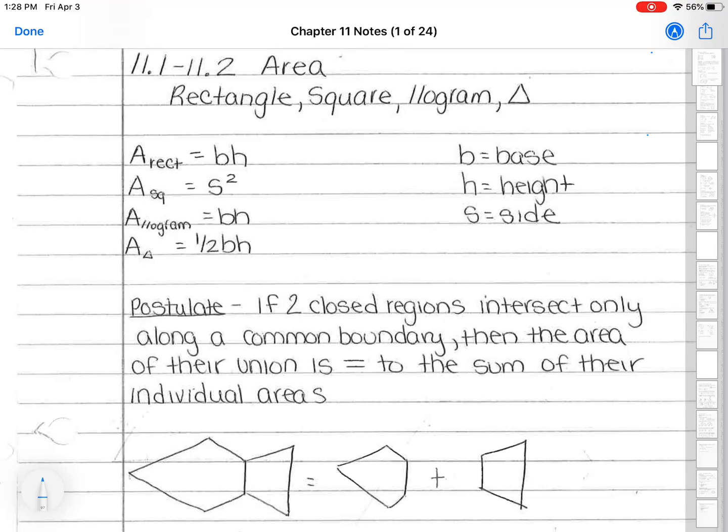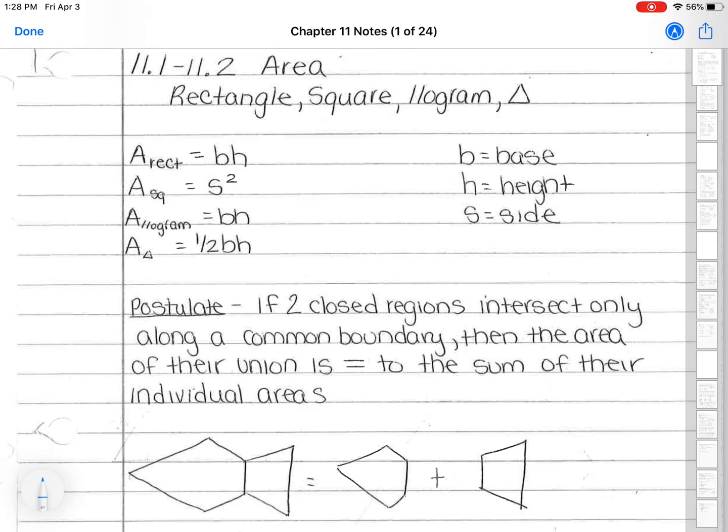Okay, so the next chapter that we are venturing into is the chapter on area. That is chapter 11. I think there's 2 full chapters left that we have to cover, and then we'll start on the Algebra 2 material for marking period 4. So today we're going to cover 2 sections, 11.1 and 11.2.